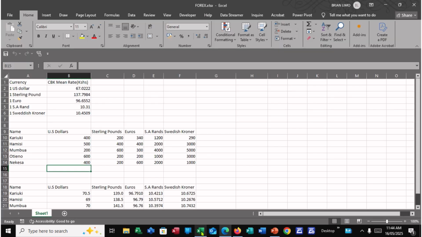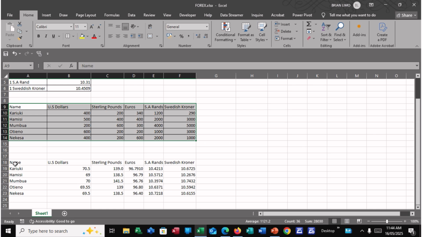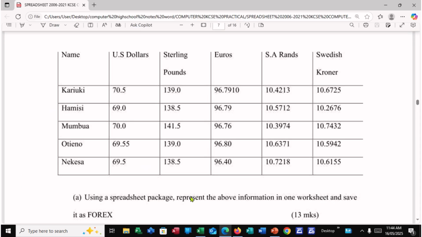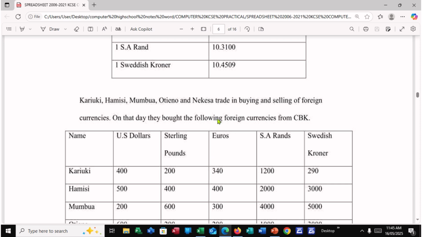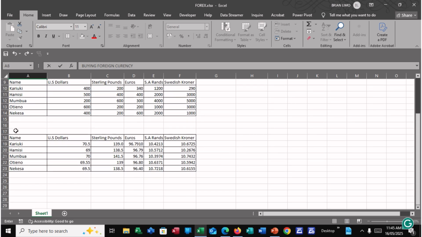I'm supposed to place some borders in each one of them. I like this one, borders, all borders. I choose all borders. The same applies for this one, all borders. The last one, all borders. And then what else? This is for buying foreign currencies, so I label here buying foreign currency. And then this one is selling foreign currency.